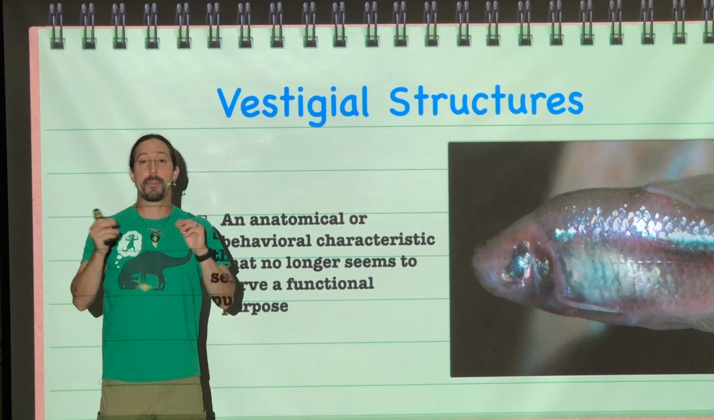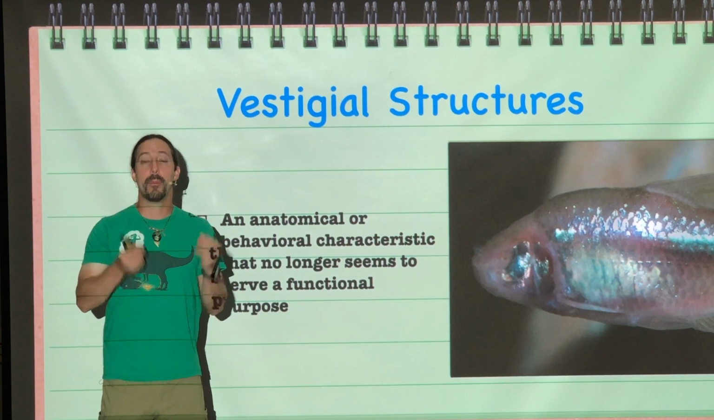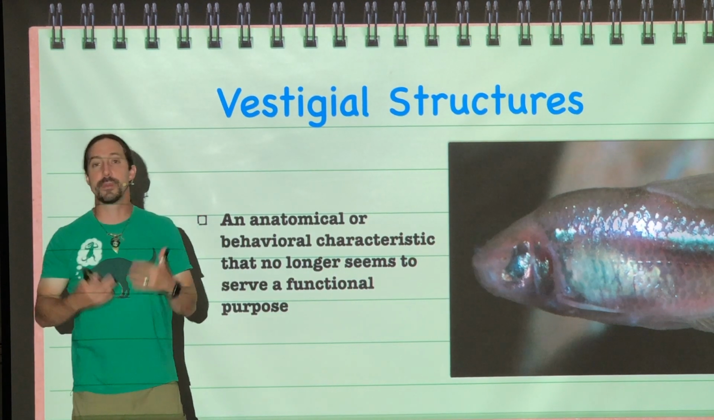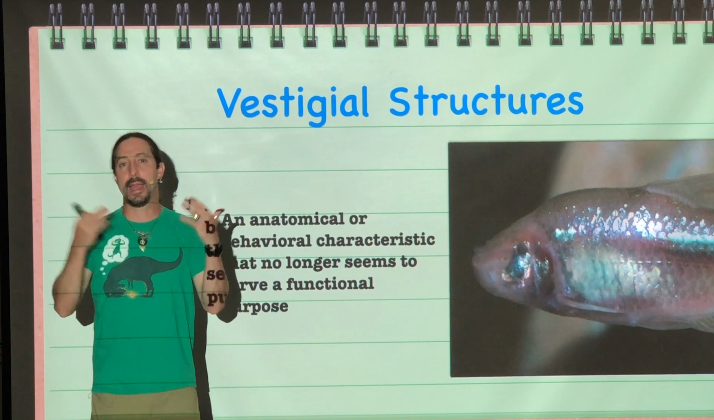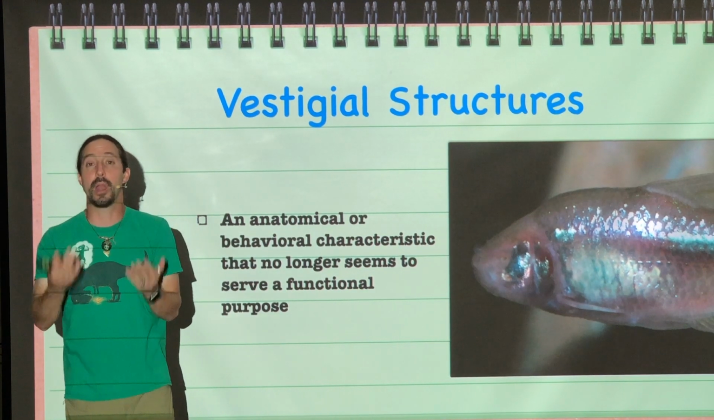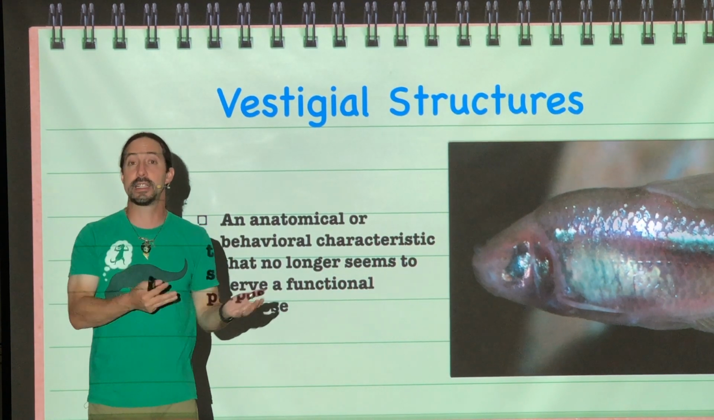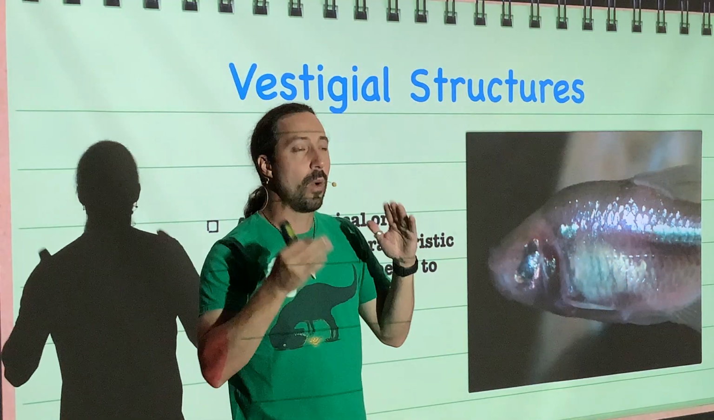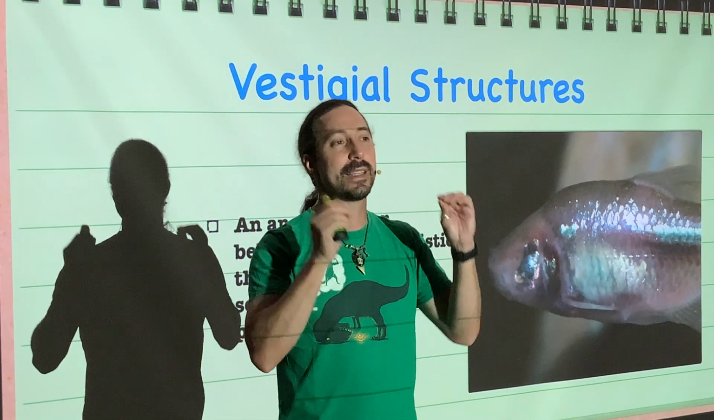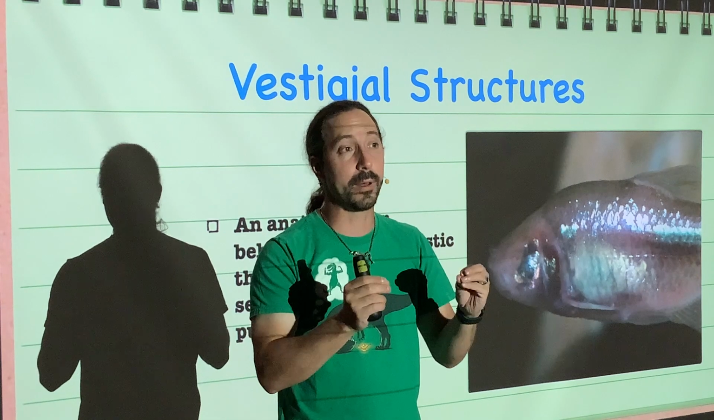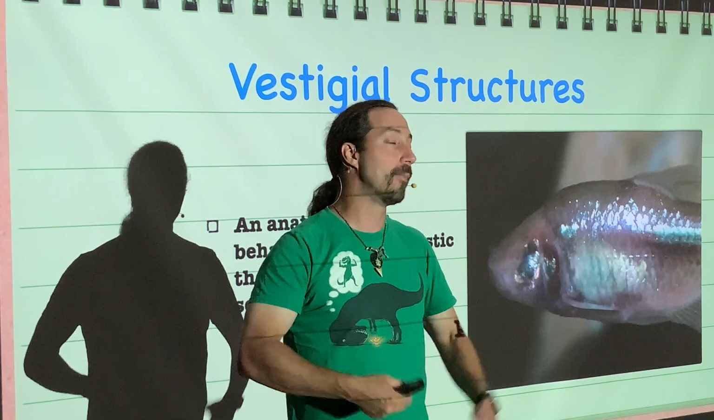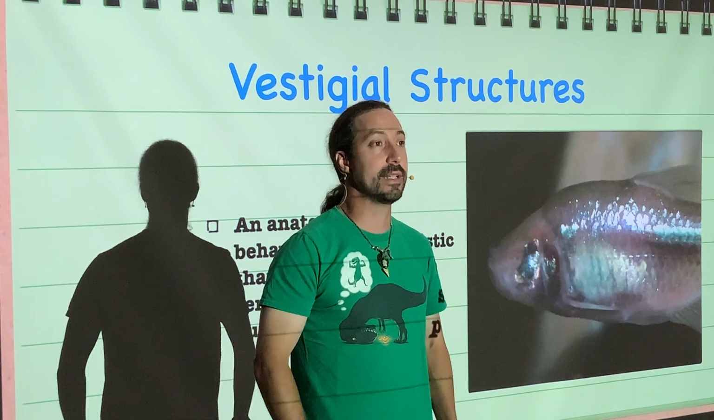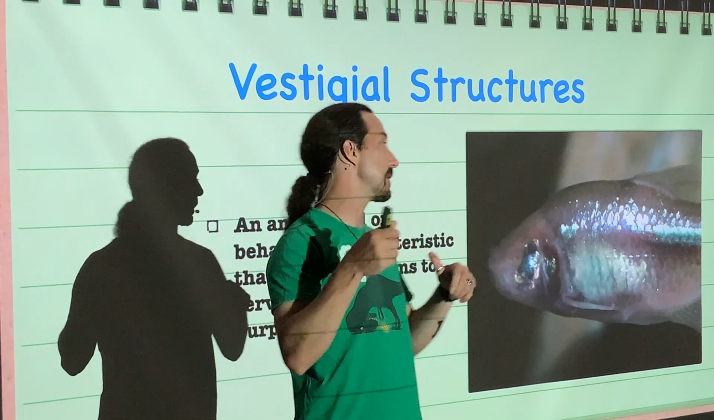It would have served a purpose at some time, but now that these organisms are living in a cave with no light, having an eye has no purpose. Being blind is not a disadvantage, but they still have a structure which points to the fact that their ancestor probably had functioning eyes. Now, all they're left with is non-functioning eye sockets.